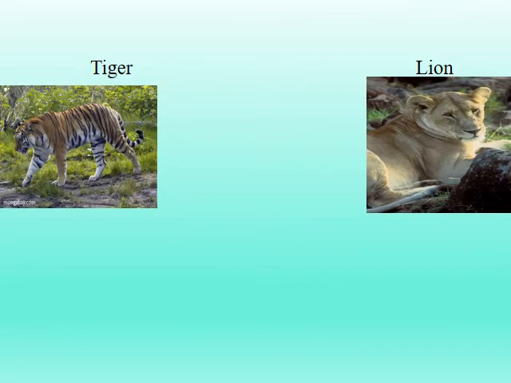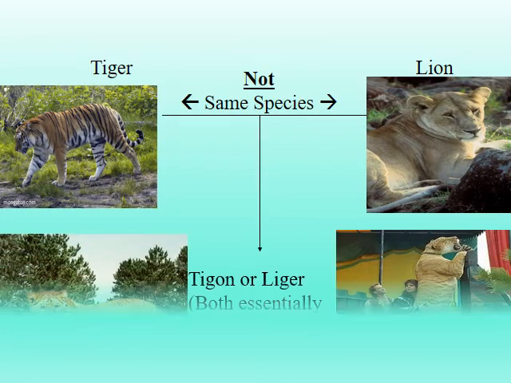Now, let's ask this question again. Are tigers and lions the same? Some people would say yes. They're both cats. They both eat meat. They both can live in the same areas. If you know anything about tigers and lions, they both exist in India. But based upon the definition, the strict definition of the term species, they are not the same species.